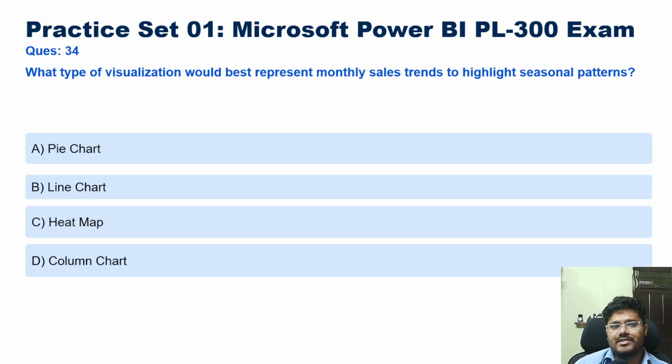So the question says, what type of visualization would best represent monthly sales trends to highlight seasonal patterns? Option A, pie chart. Option B, line chart. Option C, heat map. Option D, column chart. So I'm gonna pause the video here for 10 seconds. You can think what is the solution for this question. Your time starts now.